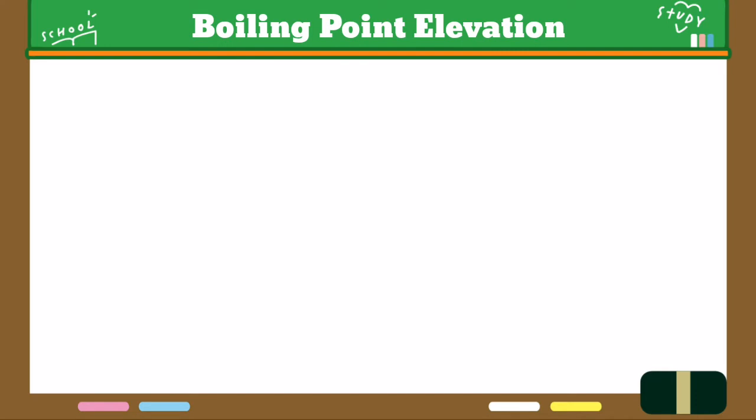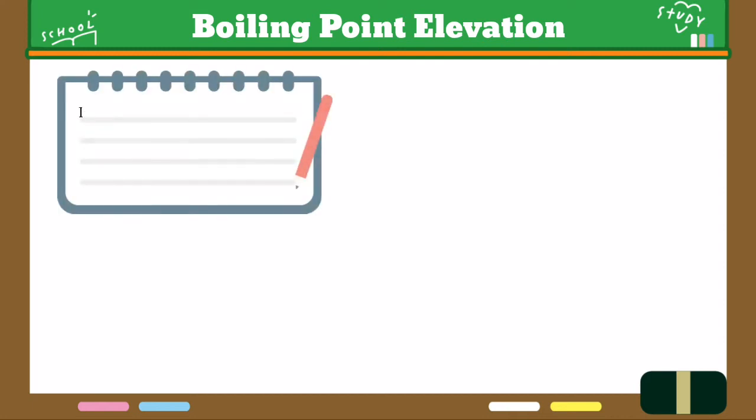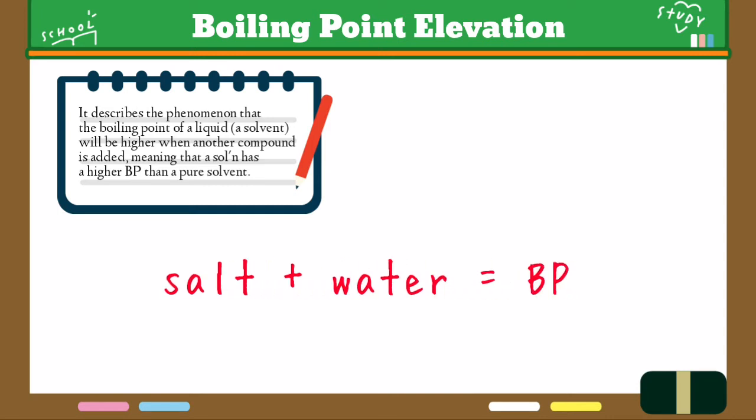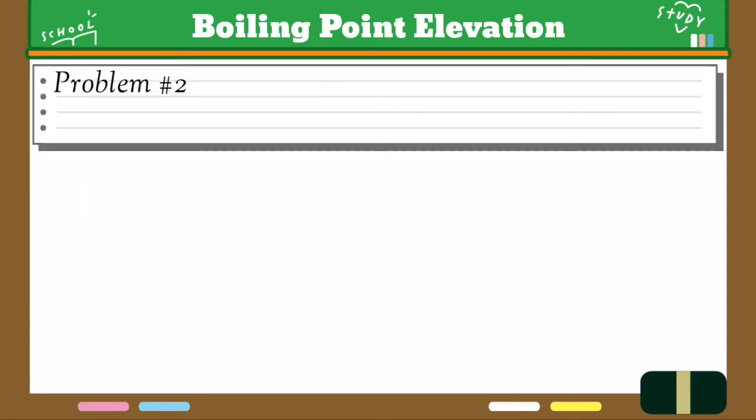Let's move on to another property, colligative properties. Boiling point elevation is one of them. It describes the phenomenon that the boiling point of a liquid will be higher when another compound is added, meaning that a solution has a higher boiling point than a pure solvent. This happens whenever you add salt to water, the boiling point goes up. Remember, the keyword is elevation.